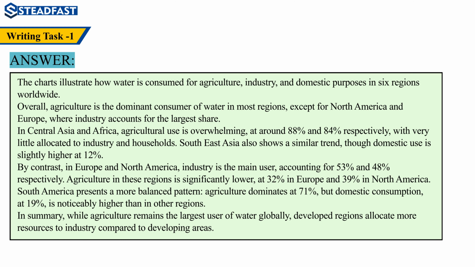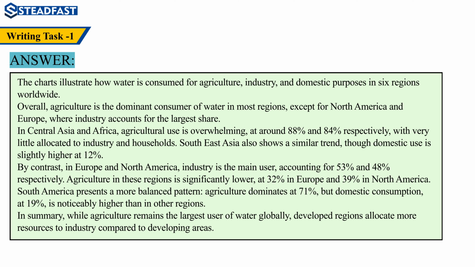Here is the answer. The charts illustrate how water is consumed for agriculture, industry, and domestic purposes in 6 regions worldwide. Overall, agriculture is the dominant consumer of water in most regions, except for North America and Europe, where industry accounts for the largest share. In Central Asia and Africa, agricultural use is overwhelming, at around 88% and 84% respectively, with very little allocated to industry and households. Southeast Asia also shows a similar trend, though domestic use is slightly higher at 12%.